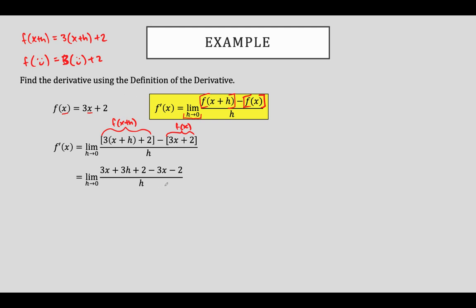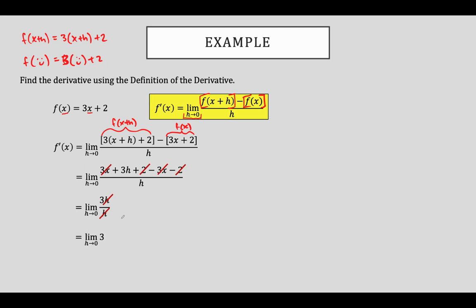When we do these problems, you should definitely see terms begin to cancel out. Notice 3x minus 3x, those are going to subtract to 0. Plus 2 minus 2, those also give me 0. And now we have the limit as h approaches 0 of 3h divided by h. You all know how to evaluate limits. The very first thing we try is direct substitution. And direct substitution gives us the indeterminate form 0 over 0. But the good news is that we have a common factor of h that we can divide out.